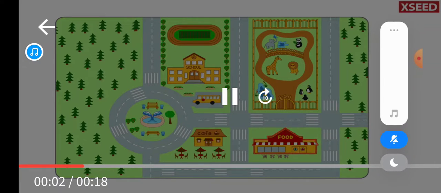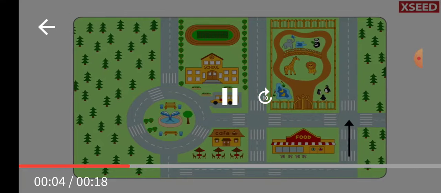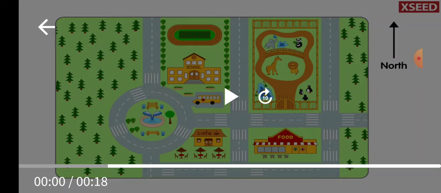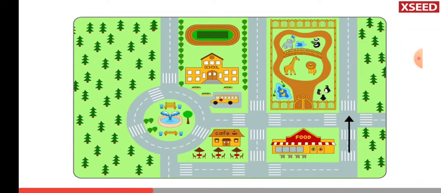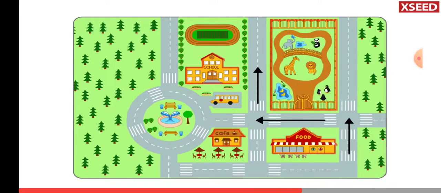School from the food store. We move. How can we reach the school from the food store? We move north towards the zoo, then walk west, then move north again. Landmarks and directions help us find places.